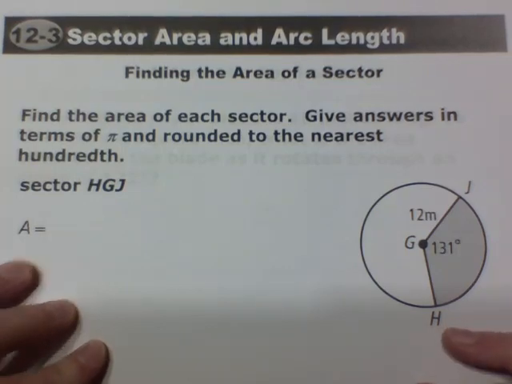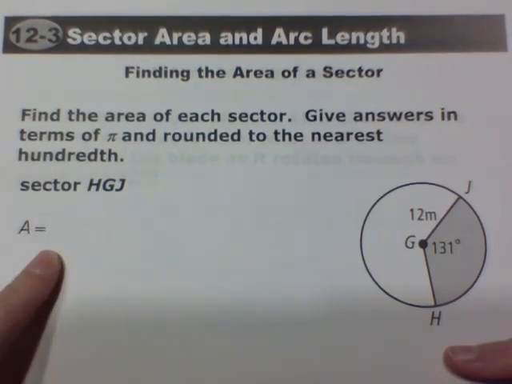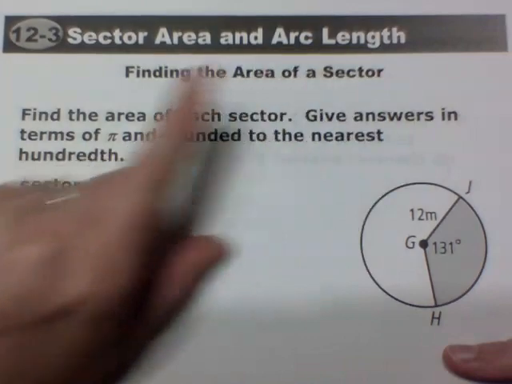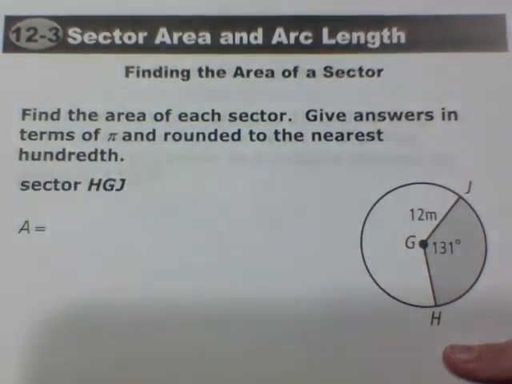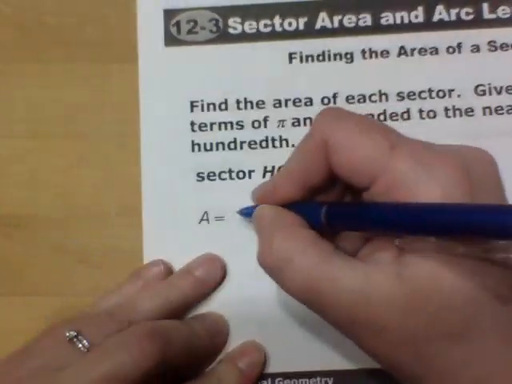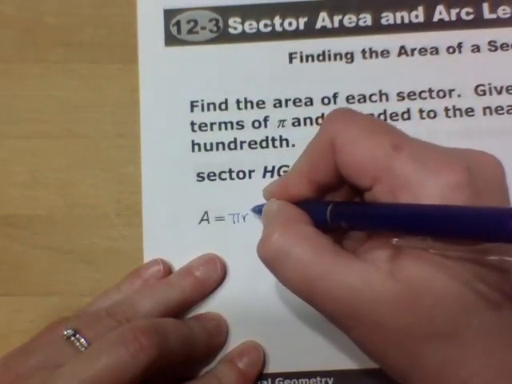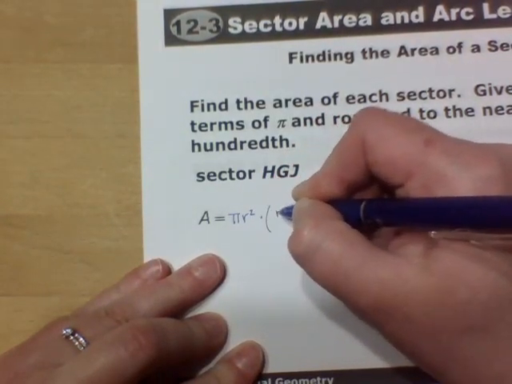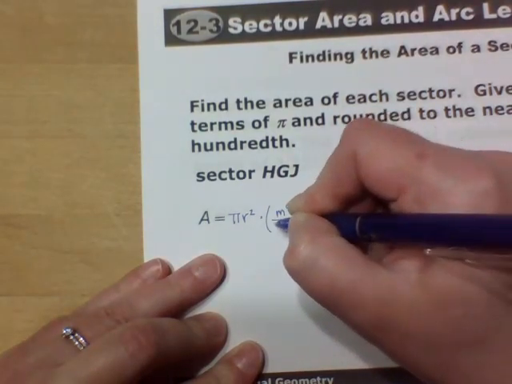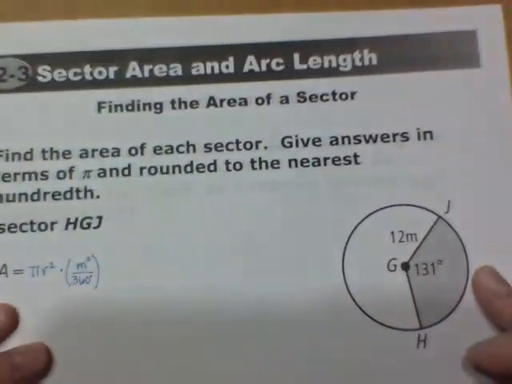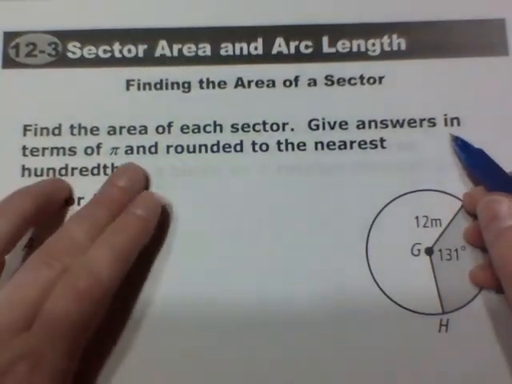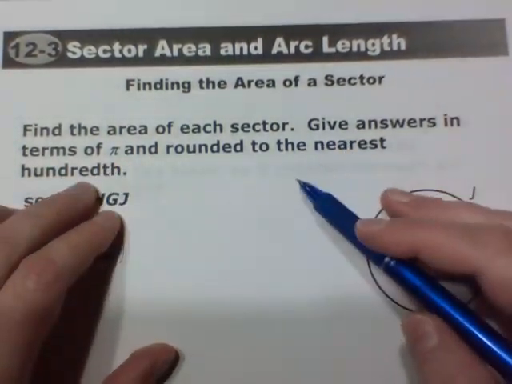So anytime that we have a formula, the best thing to do is, once you find out that the problem's asking for it, to fill it in. So it says find the area of each sector, which means that we are going to want to remember that the area is pi r squared, and then we multiply that by the measure of the central angle divided by 360. They want you to give answers in terms of pi and rounded to the nearest hundredth.